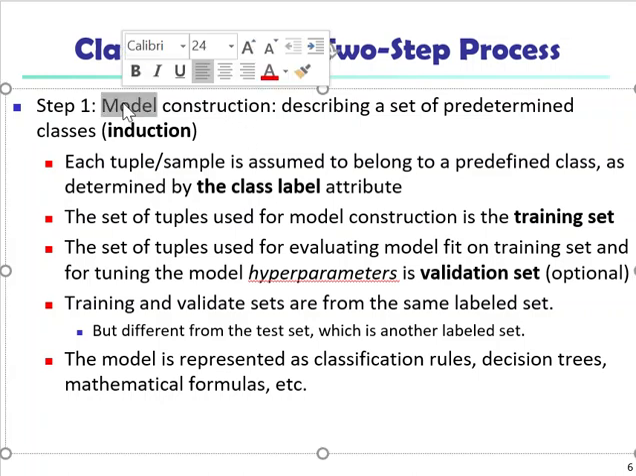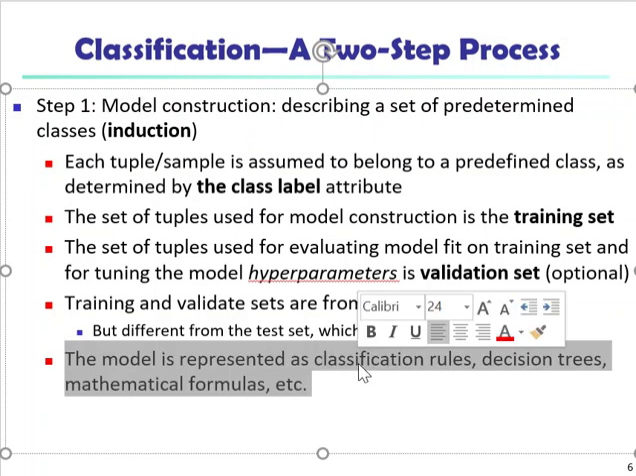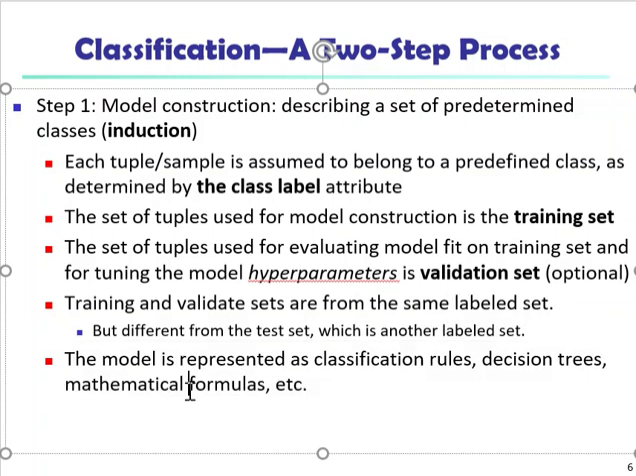This model can be represented as a classification rule. It can be a decision tree. It can be a mathematical formula, as we're going to see, for example, support vector machines give you a mathematical formula. So the model can be represented in any form. The goal of this model is to be able to classify or label new observations. So this is an induction process.